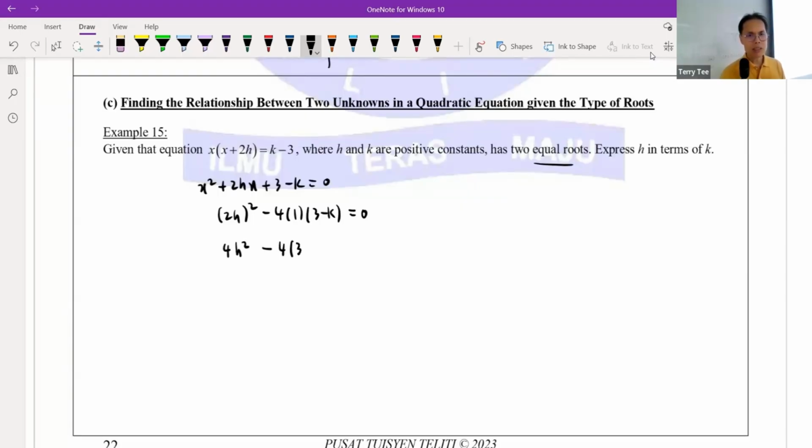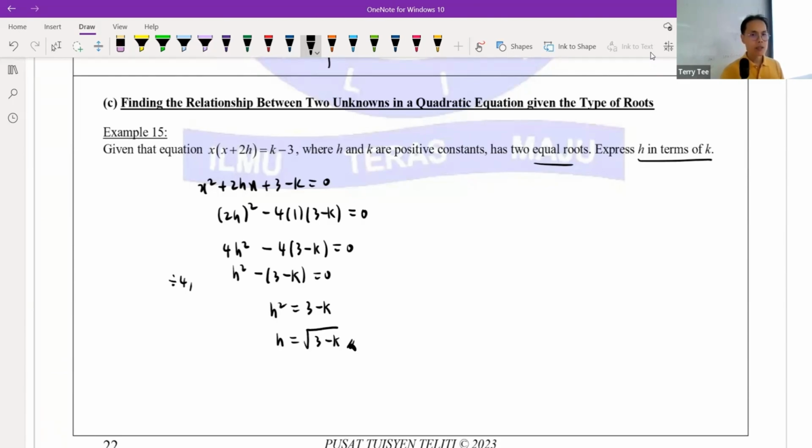You can expand the bracket, but I'm thinking, can we just divide everybody by 4? So h squared is now what? This one is 3 minus k. Am I right? Just bring it to the right-hand side. When you bring over, your h squared is 3 minus k. We're finding what? We're finding h. So h is the square root of 3 minus k.